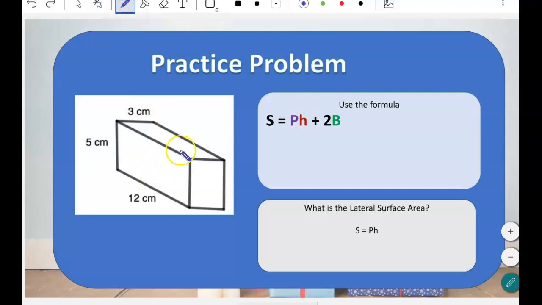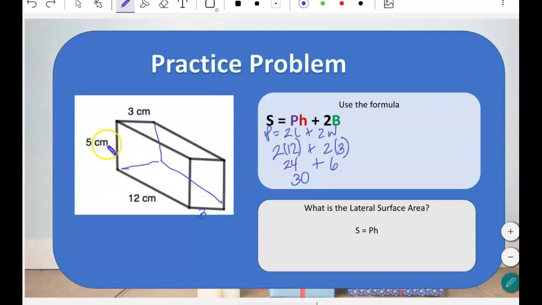So I'll start with the perimeter of the base. I'm going to go ahead and try to draw this in a little more for you. So if this is 3, then this is 3. All right, those are the same. So our length is 12, the width is 3. So the perimeter is twice the length plus twice the width. So 2 times 12 plus 2 times 3. 2 times 12 is 24. 2 times 3 is 6. So P is equal to 30. So this is the base, so the height is 5.